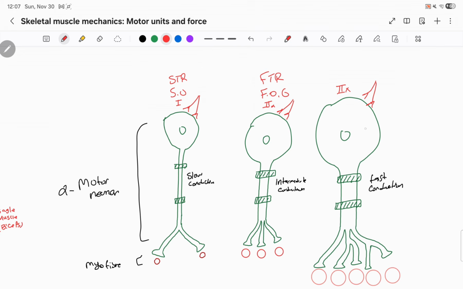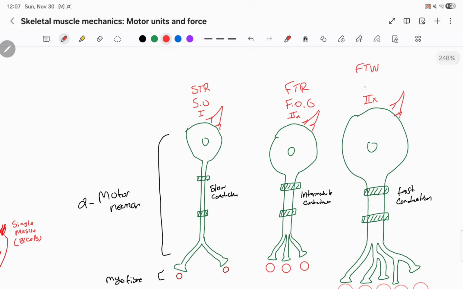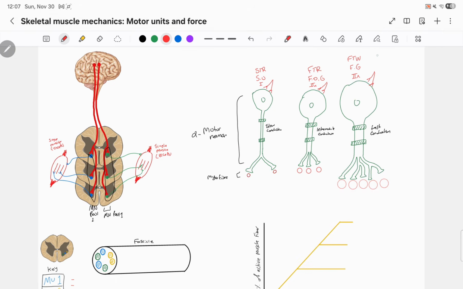Type 2X is referred to as fast twitch white, and again, that has a reason. If you can take a look at it, the fibers look pale in comparison to the other guys, and so they're fast twitch white. And this one will be deemed as fast glycolytic. Again, this refers to its main energy production. So these are all the names that you should be familiar with for these fibers.